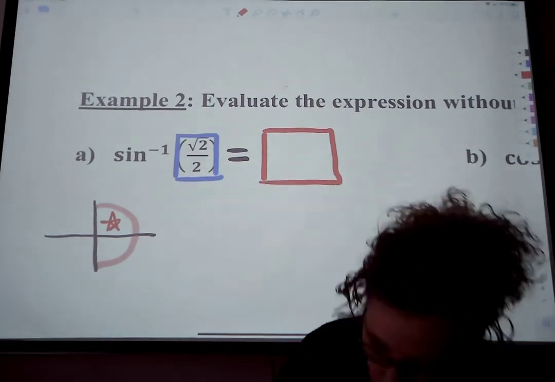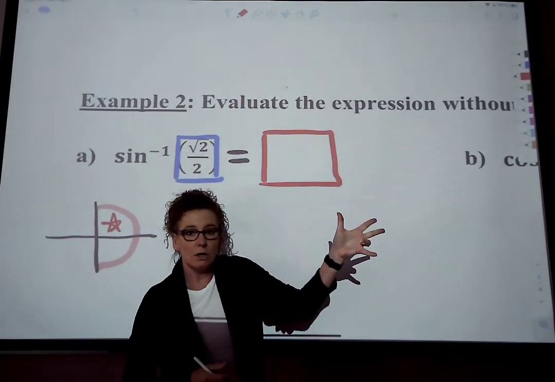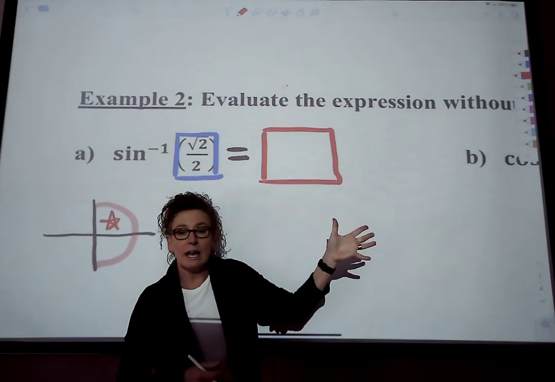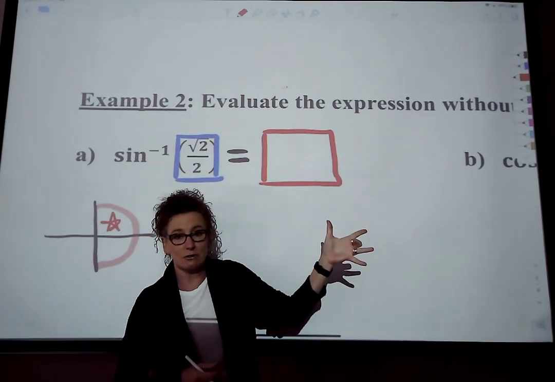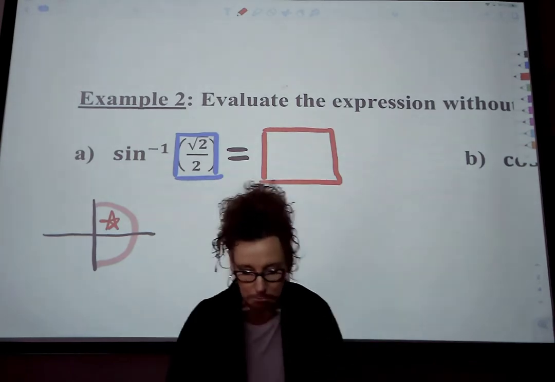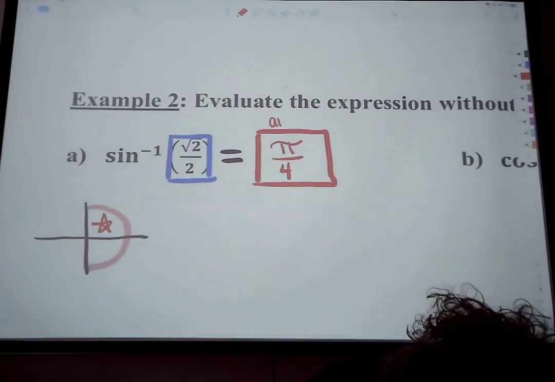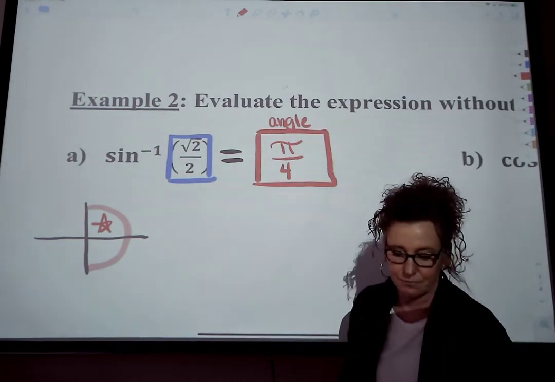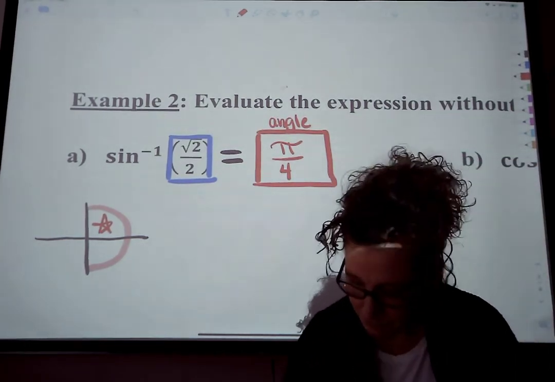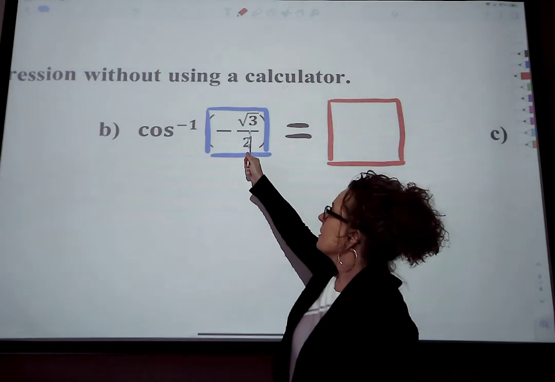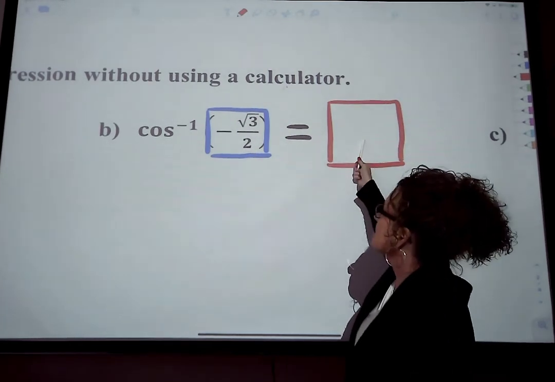So my answer: what quadrant 1 angle has a sine fraction of radical 2 over 2? It's pi over 4. That's an angle. That's your answer. Let's try another one. That's a fraction. This is going to be an angle.